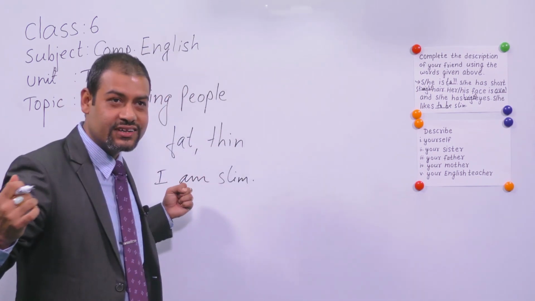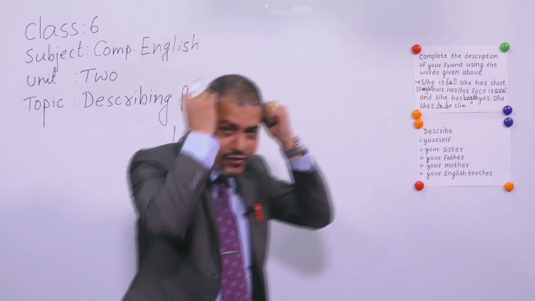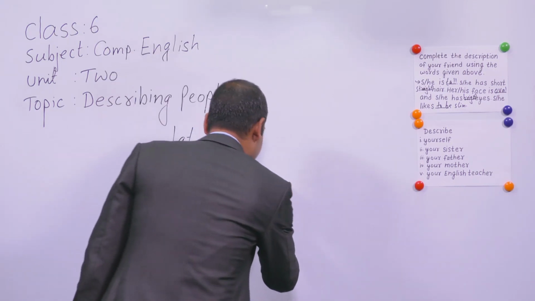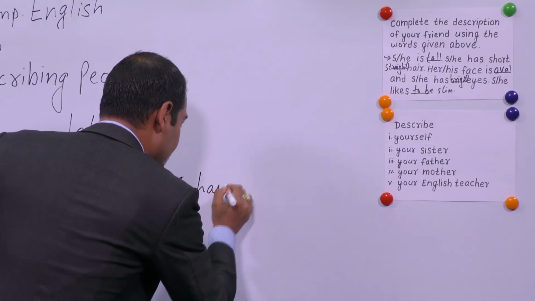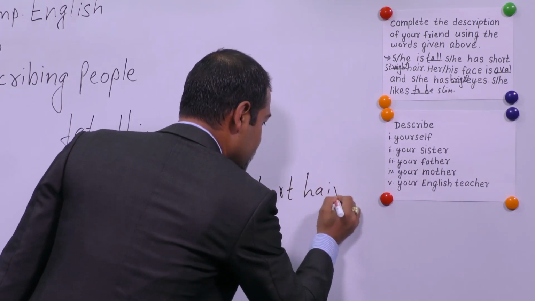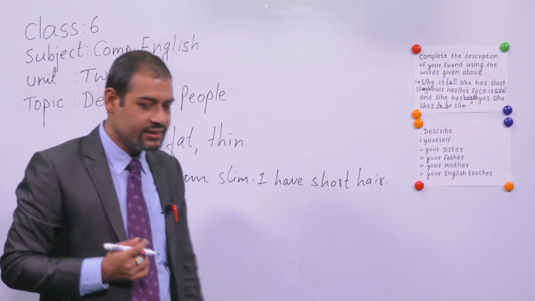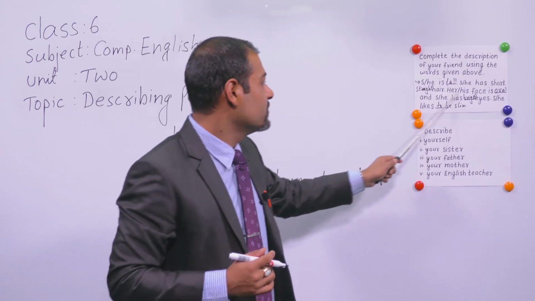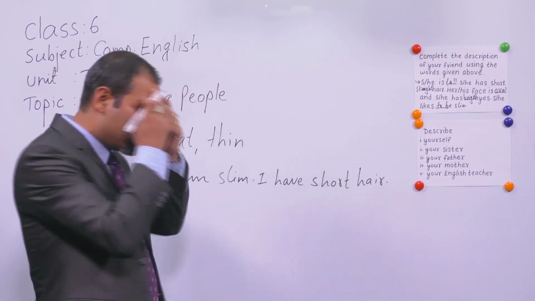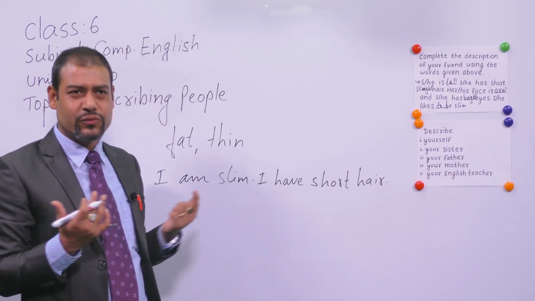So are you fat or thin? Write it down, please. Then, what type of hairstyle you have, you can write down. In my case, I can write, I have short hair, S-H-O-R-T, short hair. Or I can write down, my hair is short also, okay? Then you can mention your face. What type of face do you have? For example, what type of face do I have? It seems to be long also, maybe wide also, okay?